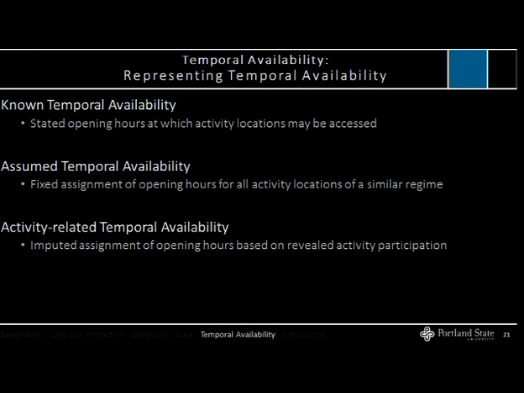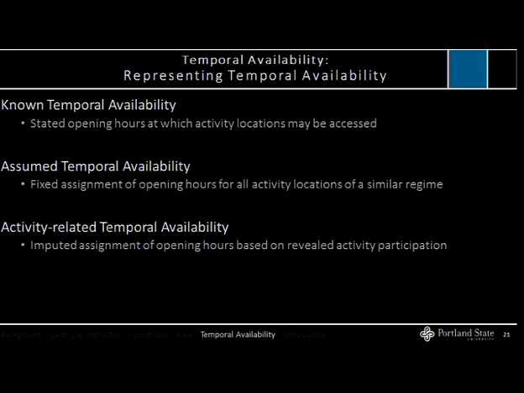So how do you represent time within our land use mix measures? This hasn't been done, but it's been thought about a little bit when we're thinking about accessibility. The straightforward way is the known temporal availability. What are the stated opening hours at which activity locations may be accessed? If something's open from 9 a.m. to 5 p.m., you just mark it, and that's what the availability is.